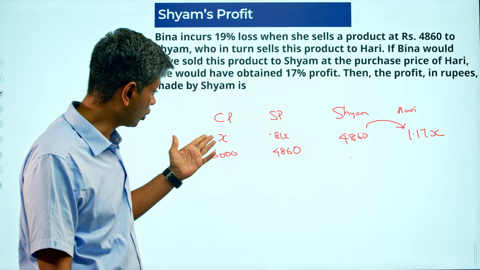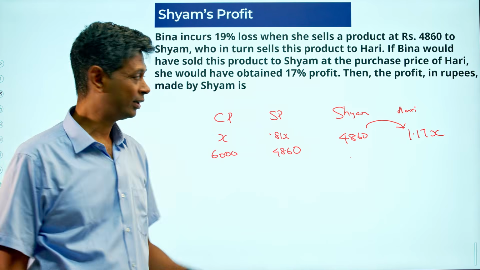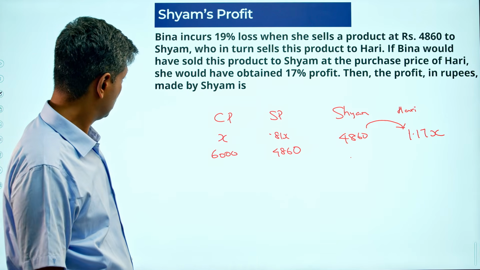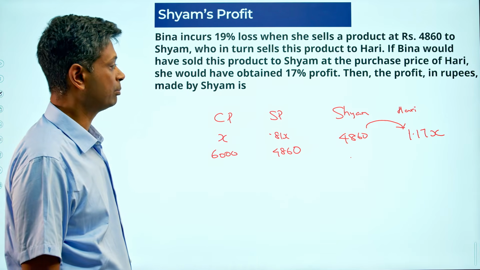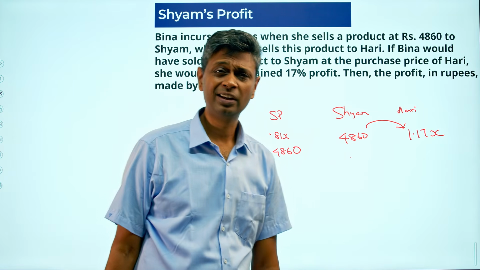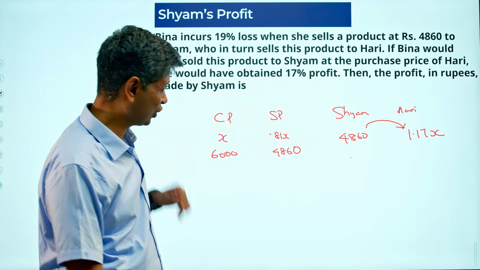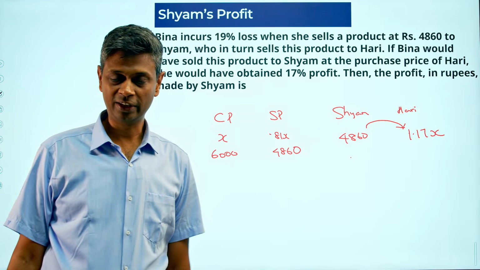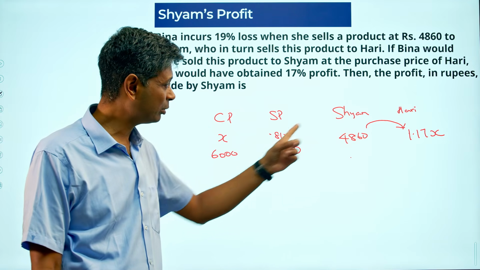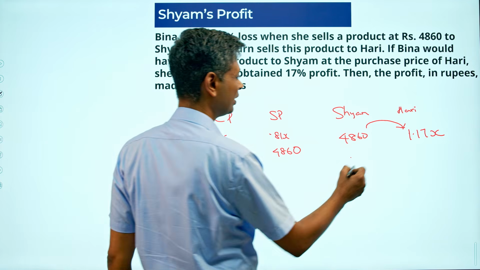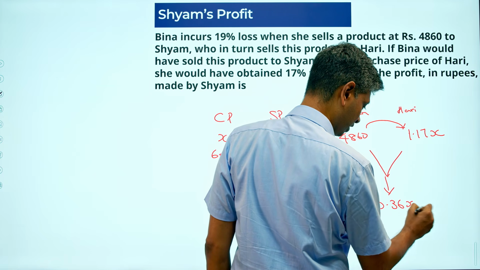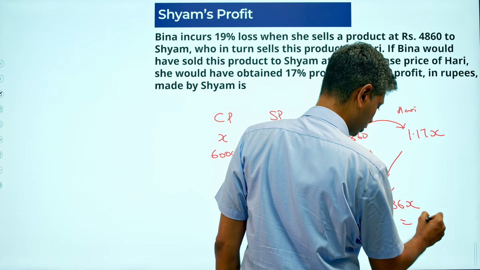We assume the initial cost price to be x, which we know is 6000. This would have been 1.17x. Then the profit in rupees made by Shyam is buying at 4860 and selling at 1.17x. We know x is 6000. This is 0.81x. So 1.17x minus 0.81x. This is 19%, 17%, 36%. This difference is 0.36x, where x is 6,000.